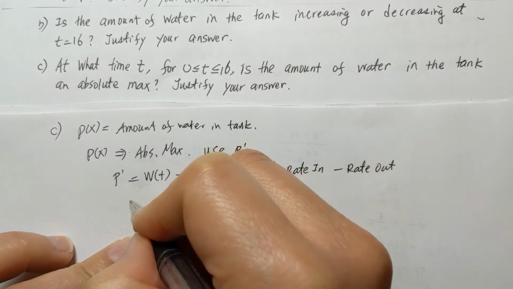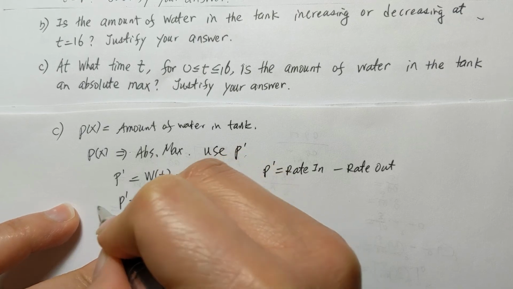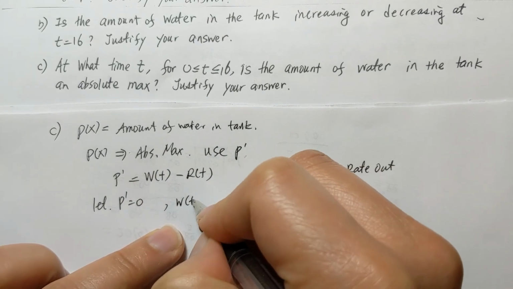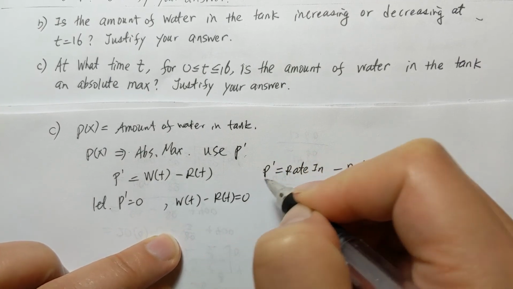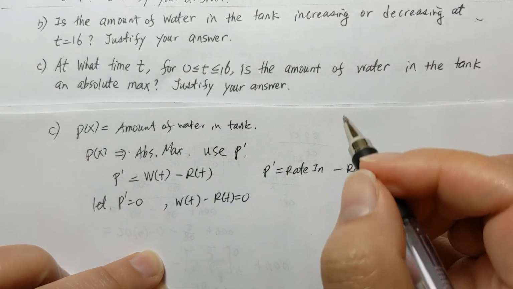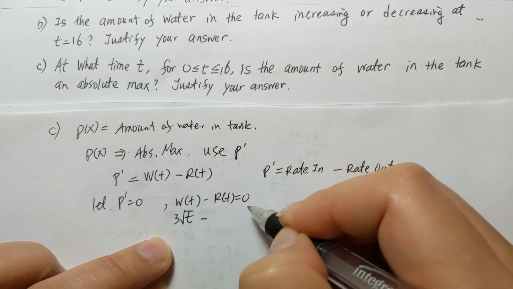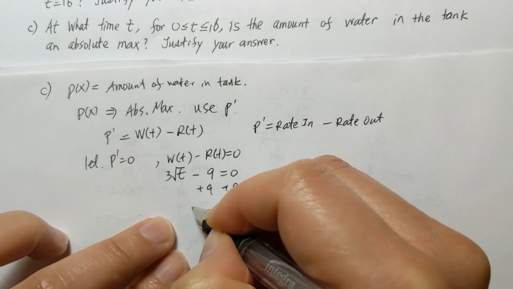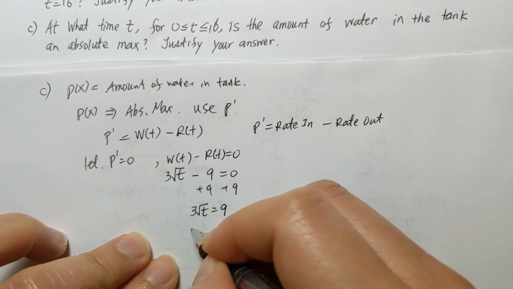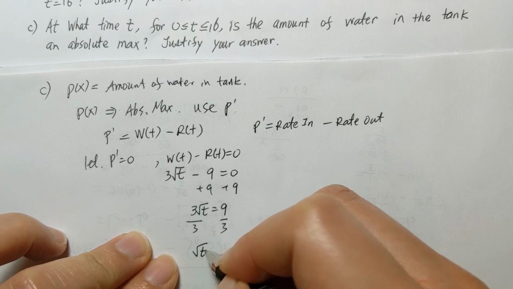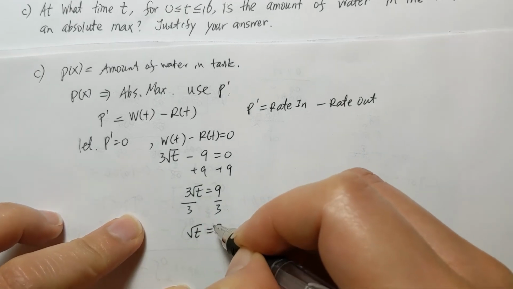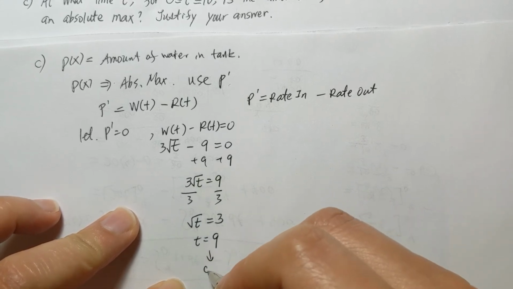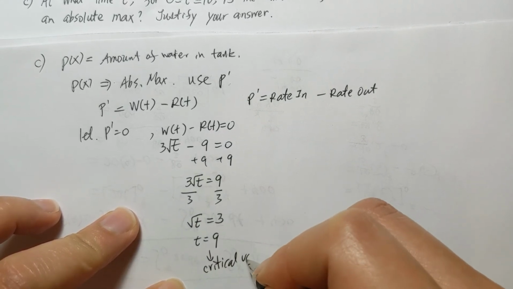So now we are going to make P prime equal to 0. Let the first derivative equal 0. So we got W of T minus R of T equal to 0. We had W of T equal to 3 square root T, and R of T was 9. So we add 9 to both sides, and we got 3 square root T equal to 9. Divide by 3, so we get square root of T equal to 3. And then you square both sides, so we get T equal to 9. So this will be the critical value.